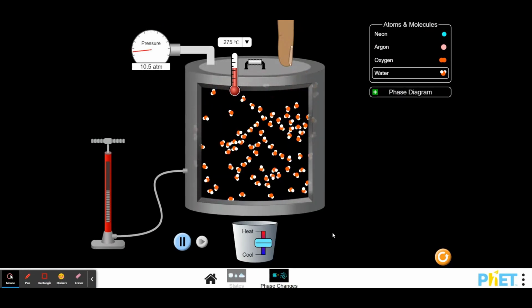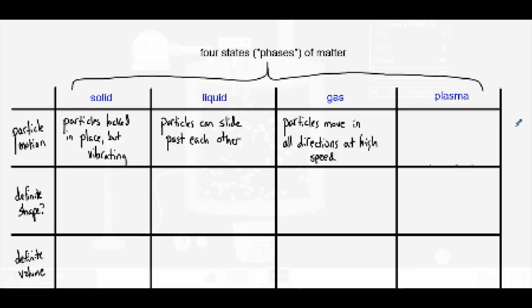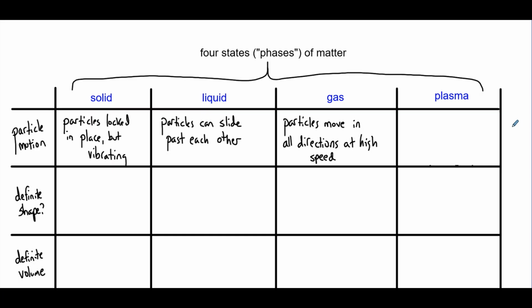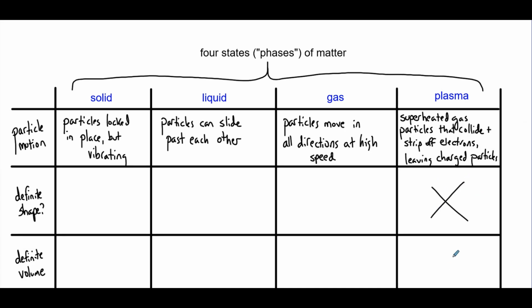Basically, it's steam. Now going back to the notes, I filled in the particle motion row, but I left plasma blank. Sadly, my online demonstration doesn't simulate plasma, but it's basically superheated gas where the particles are moving so fast that they collide and strip off some of their electrons, and that leaves a bunch of charged particles behind. That's about all we're going to have to know about it for this class, so I'll go ahead and cancel out both of these boxes down here.